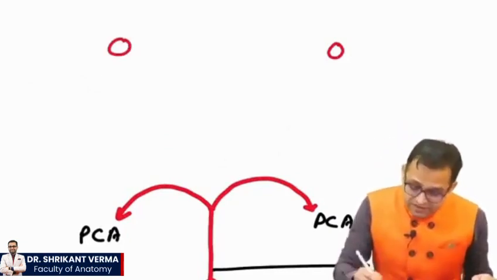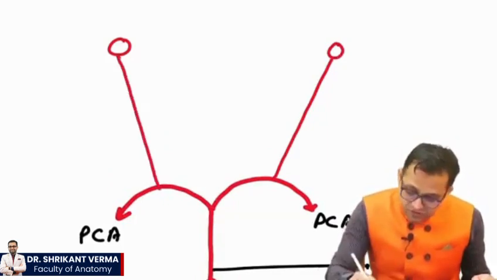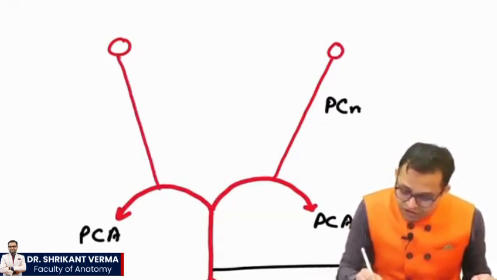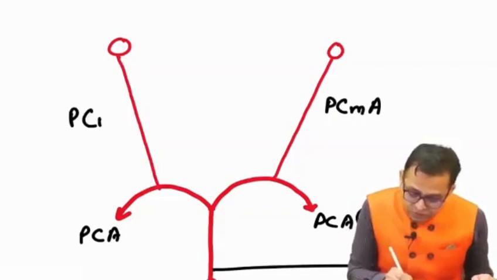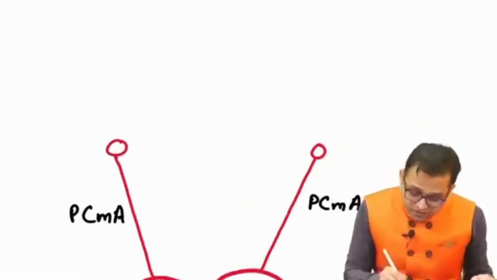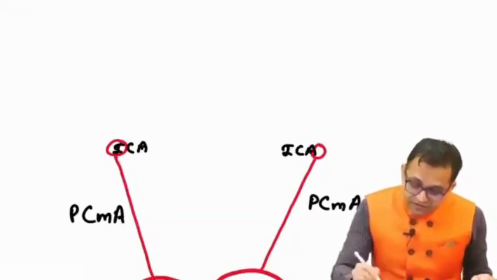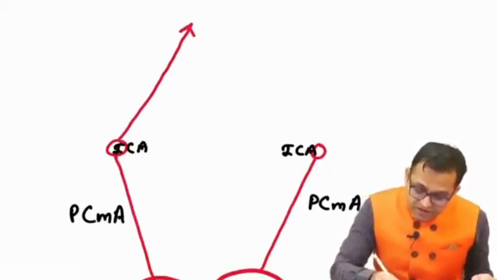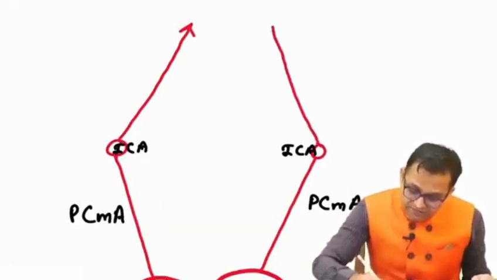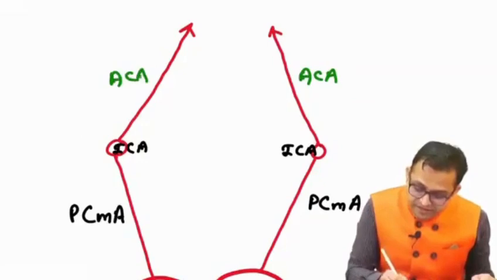Okay. Now, sir, there is our internal carotid artery. These internal carotid arteries are communicating with the posterior cerebral artery. What should be the name? Sir, posterior communicating artery. Agree? Now, sir, this is the internal carotid artery. These internal carotid arteries are giving a branch on the front side. Sir, it is the anterior cerebral artery.